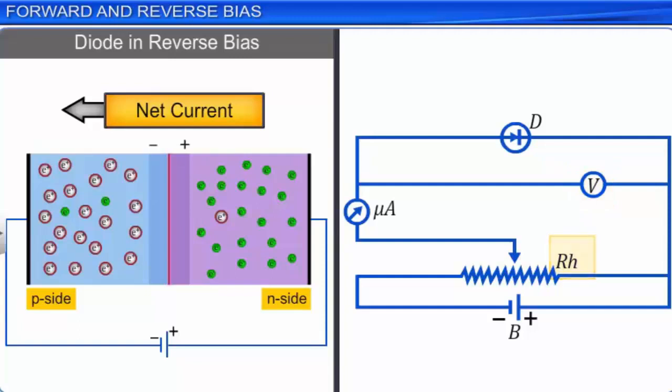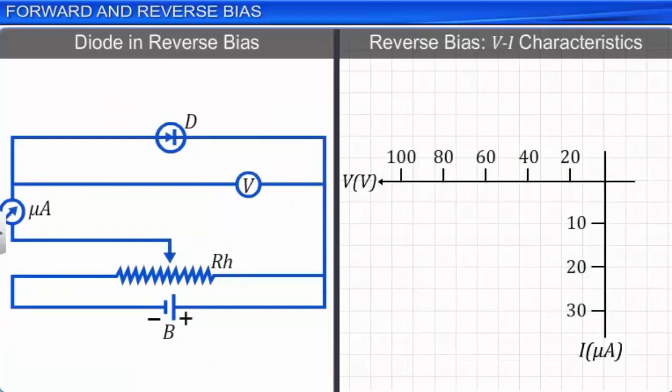The diode is connected to the terminals of the battery such that its P side is now connected to the negative terminal of the battery, and the N side of the diode is connected to the positive terminal of the battery. The graph showing the variation of current versus potential difference for a reverse biased diode is called its VI characteristics for reverse bias.